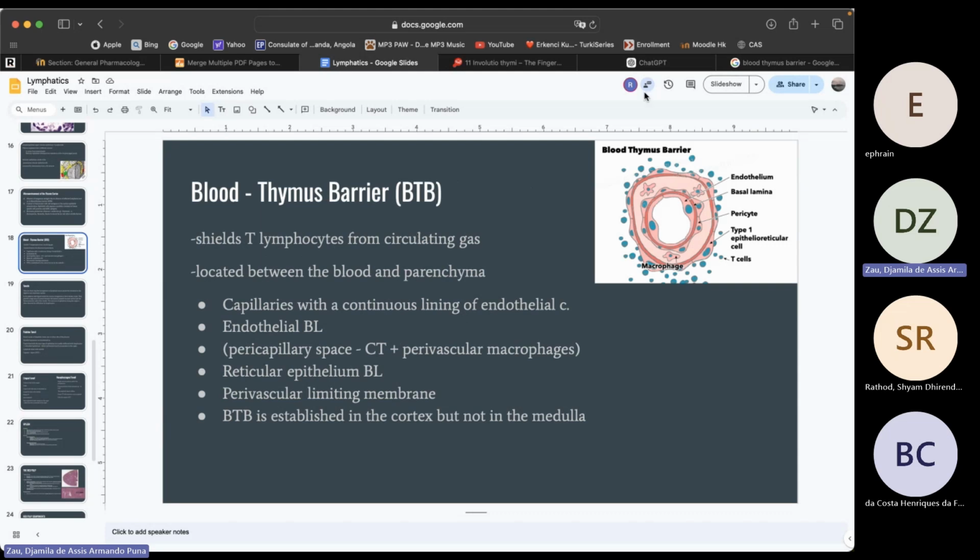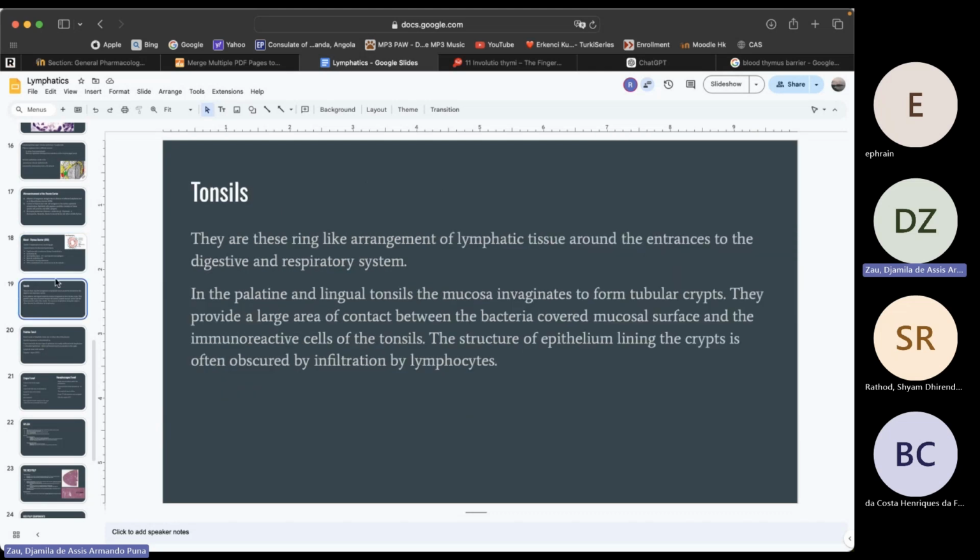Blood-thymus barrier. Basically, the blood-thymus barrier shields the T lymphocytes from circulating antigens. Here's just a picture. This is what it's composed of. I'm not going to read it out loud. You guys are just going to have to memorize it, and the picture is going to help visualize it. And that was all for thymus.